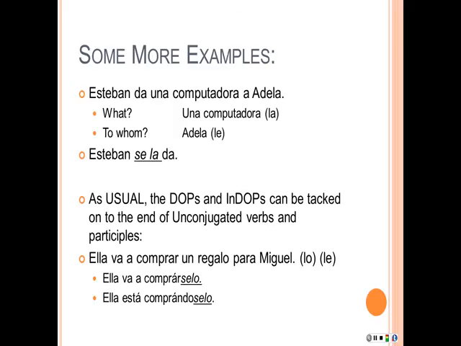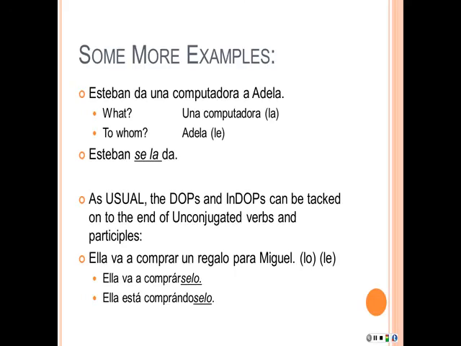Remember, always put the indirect object pronoun first and then the direct object pronoun. Indirect object pronouns are those little guys with gustar. So, le for Miguel, lo for the present, changing le to se because it's too many L's next to each other. And then the verb comprar is left unconjugated because of the expression ir plus a plus the verb. So, va a comprárselo. And then ella está comprándoselo, she is buying it for him. She is going to buy it for him. She is buying it for him.